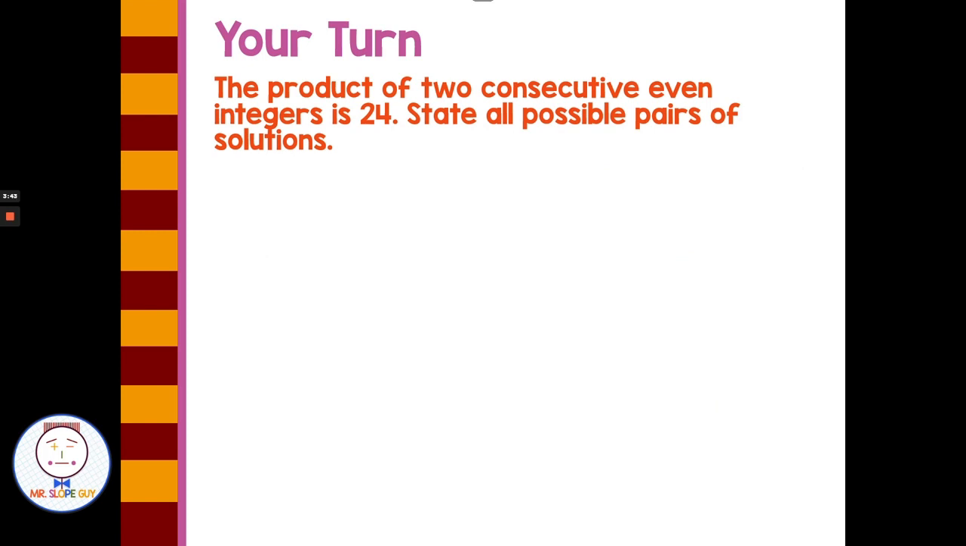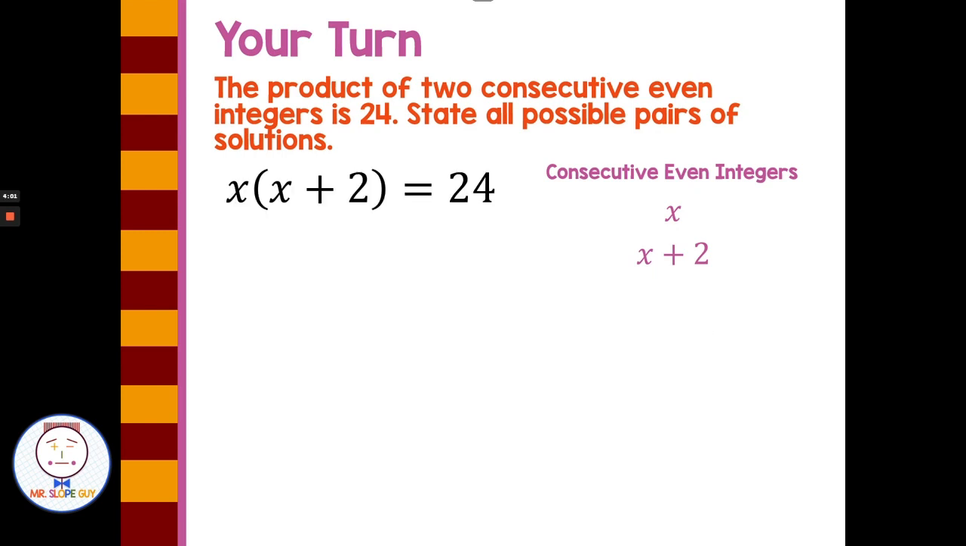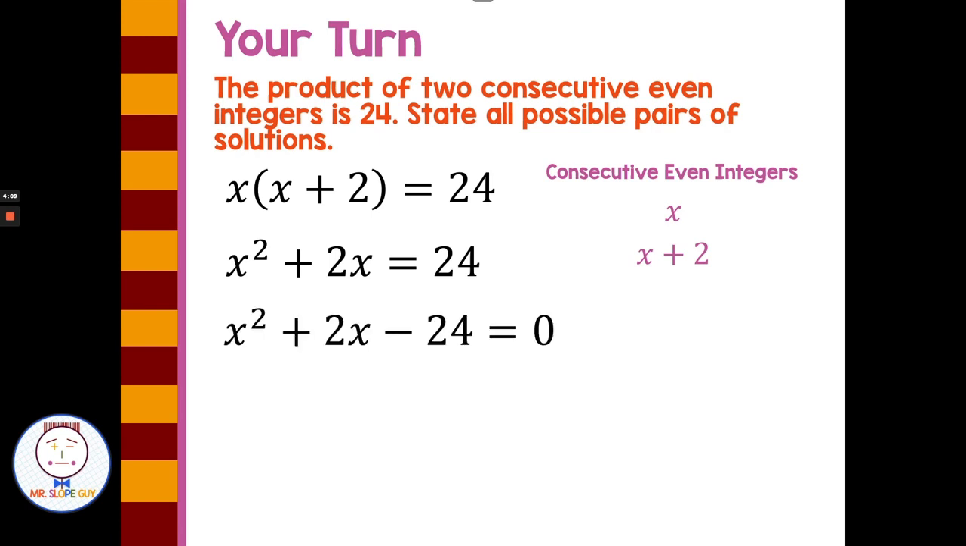All right, welcome back. There are very similar steps to the last problem. This one we have even integers. We read carefully: consecutive even integers. So if our first number is x, the next even integer can be described as x plus 2. So we'll write the equation x times x plus 2 is 24. Distribute the x, then put our equation in standard form. Now we can factor. This one looks easy to factor. I'm looking for 2 numbers that multiply to negative 24 and add up to 2, and they are 6 and negative 4.